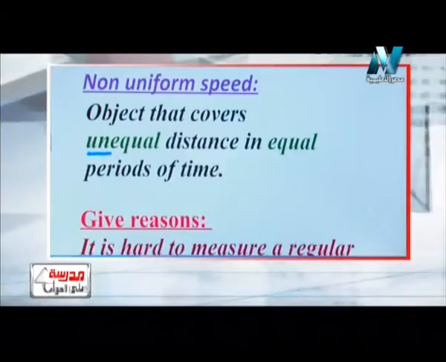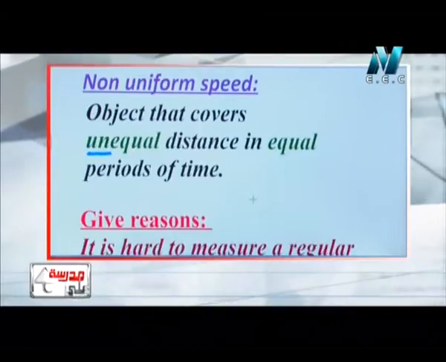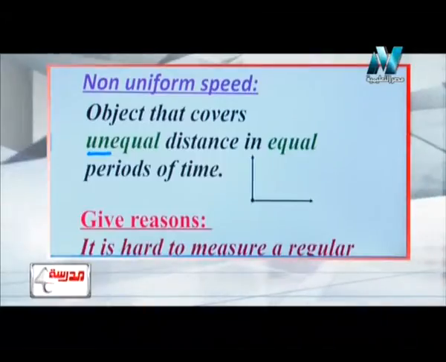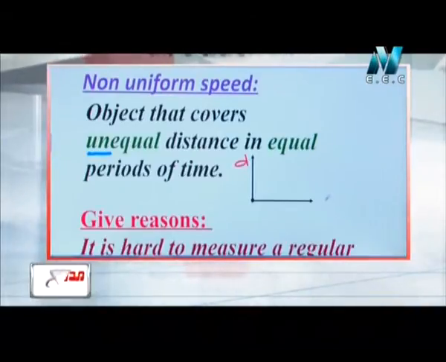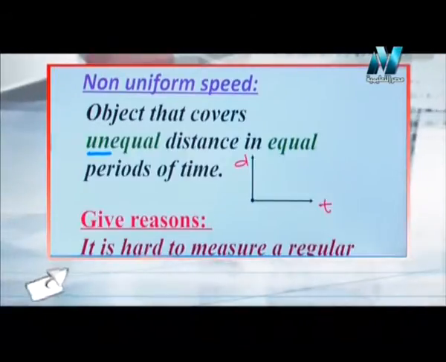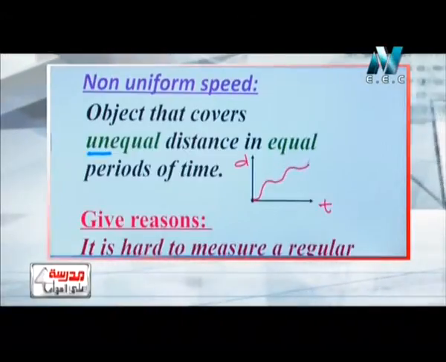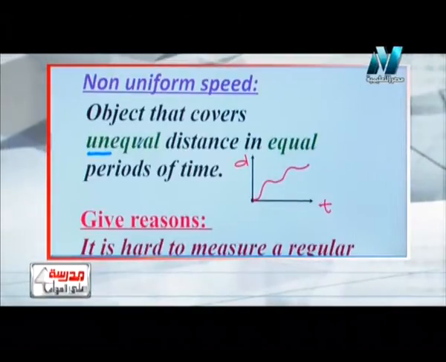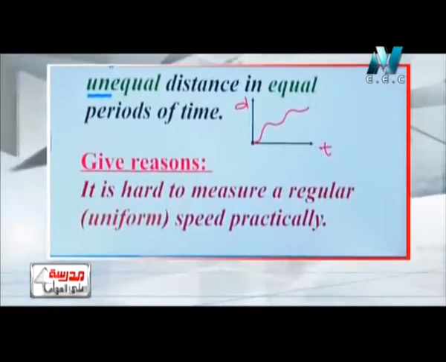In this case, if we want to draw a graph that represents irregular speed or non-uniform speed, we have two axes. As you see here, number one, distance is the vertical axis, and time is the horizontal axis. So we have what line? A zigzag or curved line that passes through the origin point. Because in this case, one of them has two quantities, unequal distance in equal periods of time or vice versa.